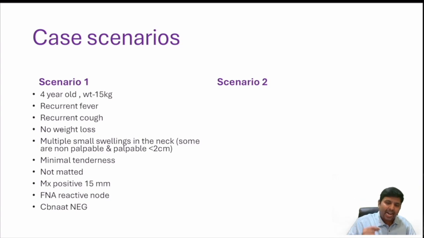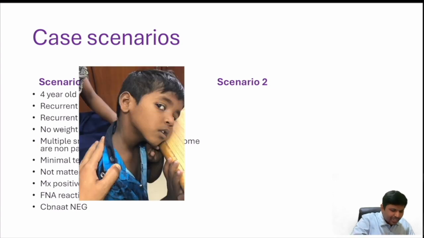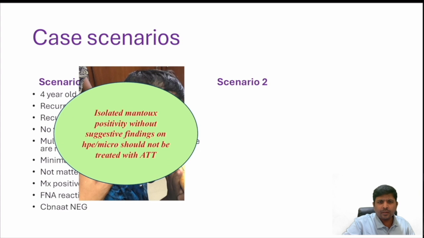You can't start ATT based on, oh, the nodes are not resolving, Mantoux is positive, reactive node, granuloma is there. Granuloma is there in many non-TB cases also. So look at this. There are nodes here, no nodes there, but these patients are getting investigated again and again.